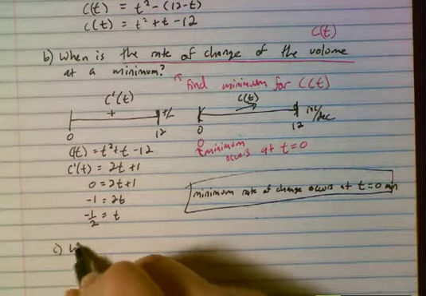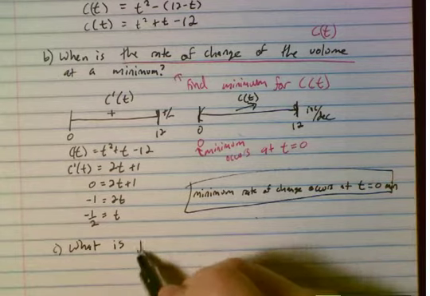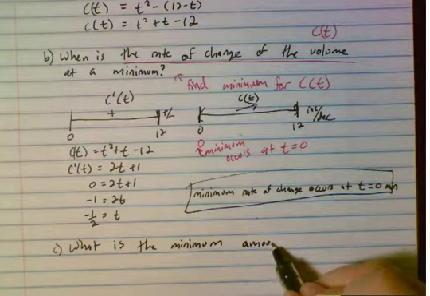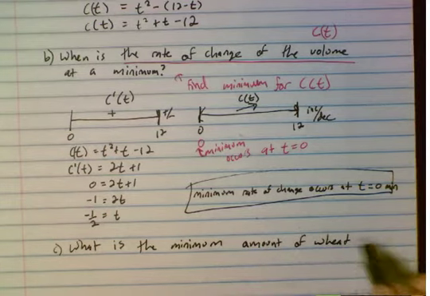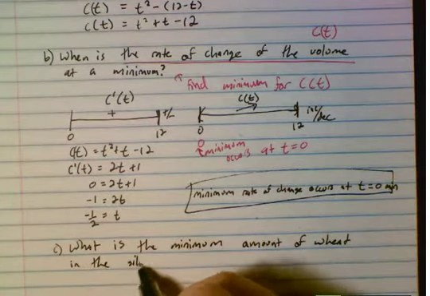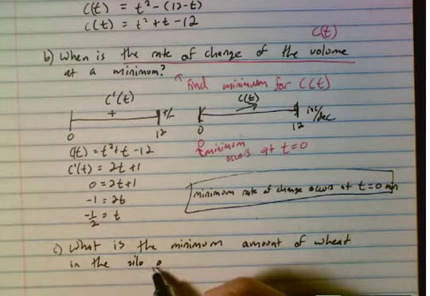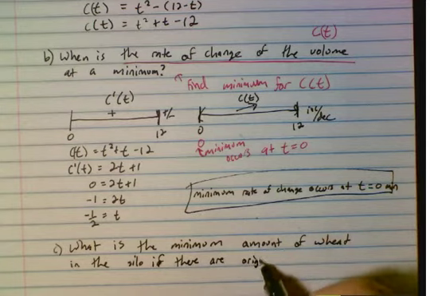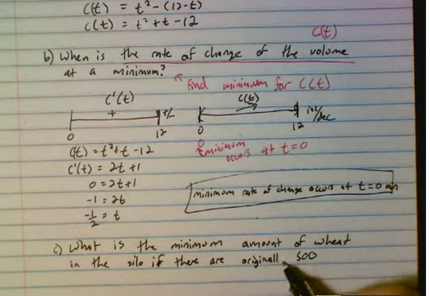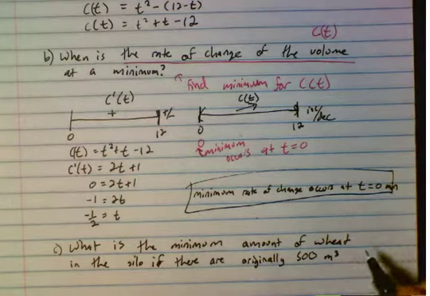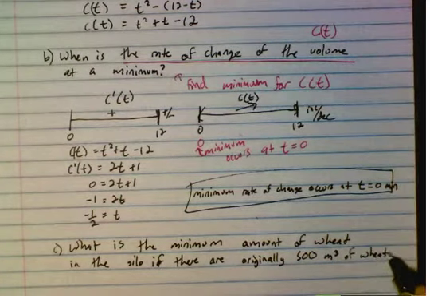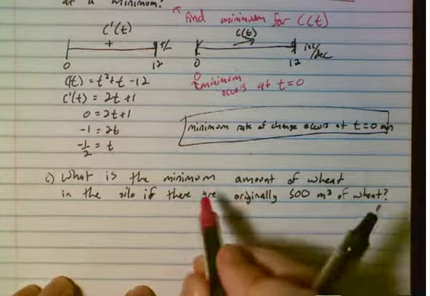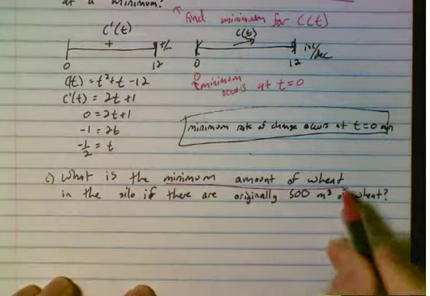We can ask a different question, though, which is, what is the minimum amount of wheat in the silo if there are originally 500 cubic meters of wheat. So notice we're being asked for something different. This is not the minimum rate of change like we were asked up here. This is the minimum amount of wheat.